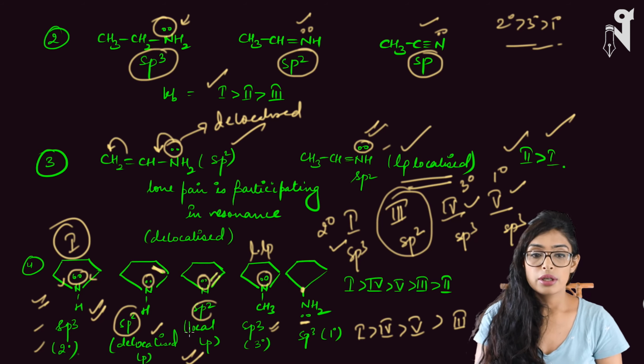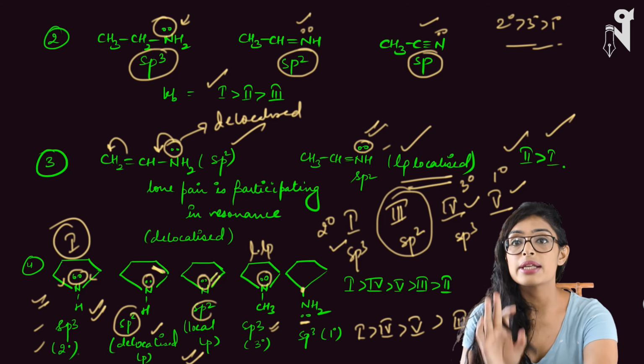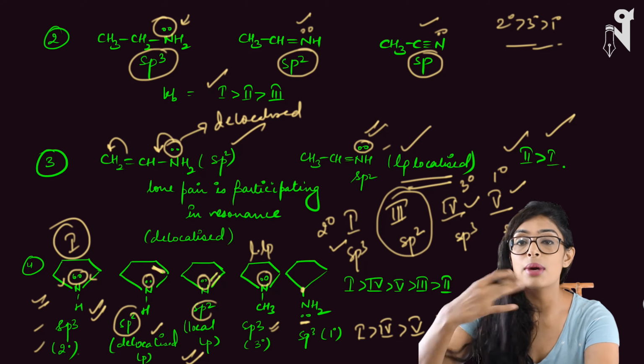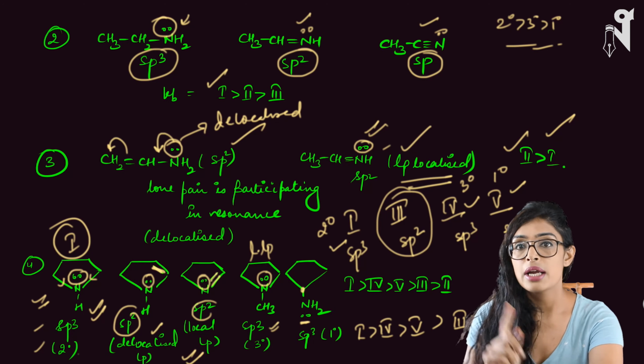Okay, so your last one is the second one. Let me just reframe everything once again. Let me clear the board and explain this once again so that you understand there are multiple factors which are affecting the basic strength and how you have to prioritize them and use them.